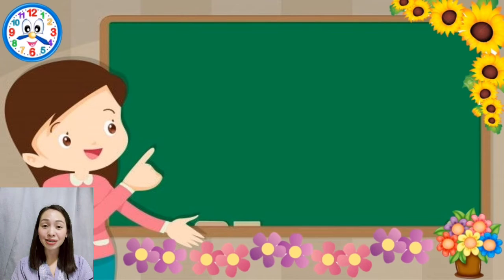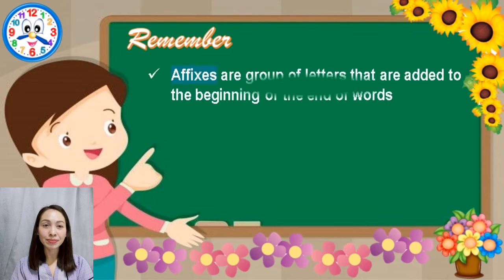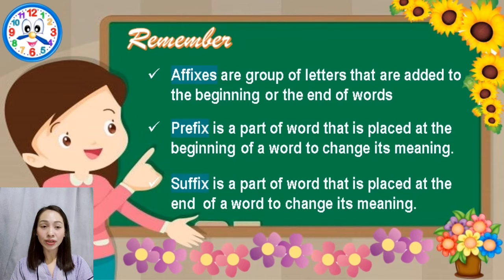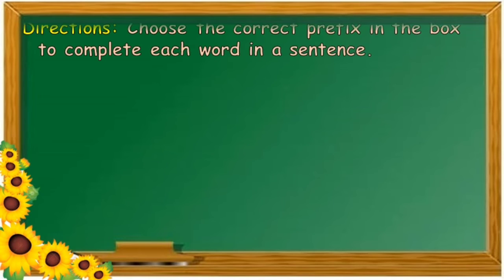Did you understand our lesson for today? Very good. Always remember, affixes are a group of letters that are added to the beginning or the end of words. Prefix is a part of word that is placed at the beginning of a word to change its meaning. And suffix is a part of word that is placed at the end of a word to change its meaning. Let us answer the following activities.